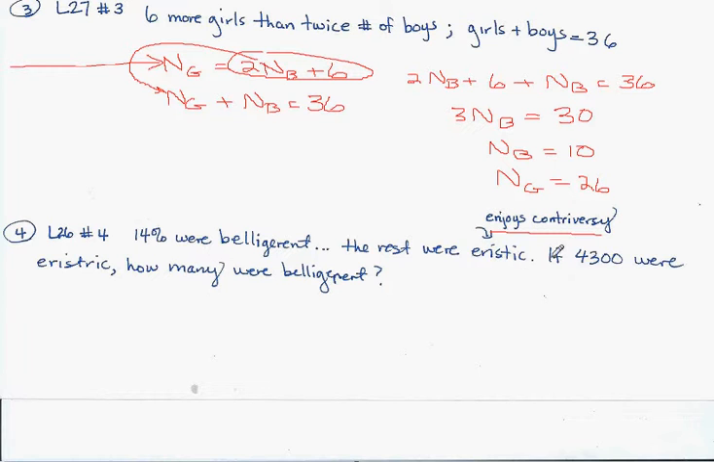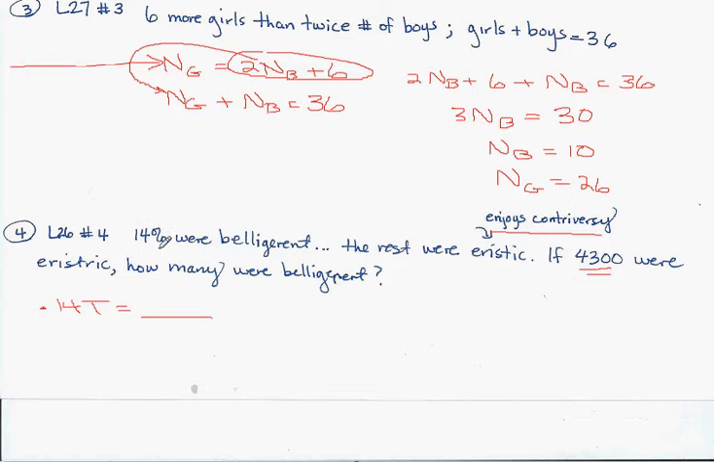Okay, so 43% were eristic. How many were belligerent? So 14% of the total, 14% of all the people, were belligerent. We don't know how many were belligerent there, so we don't know that one. But we do know that there were 4,300 eristic.